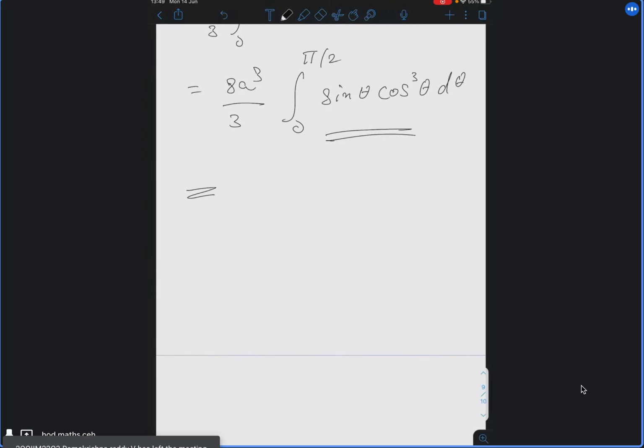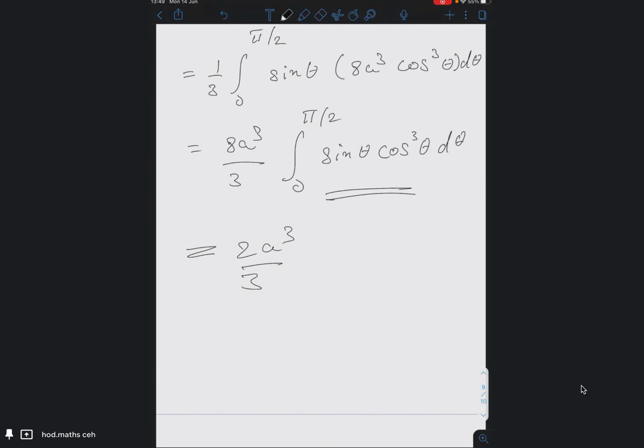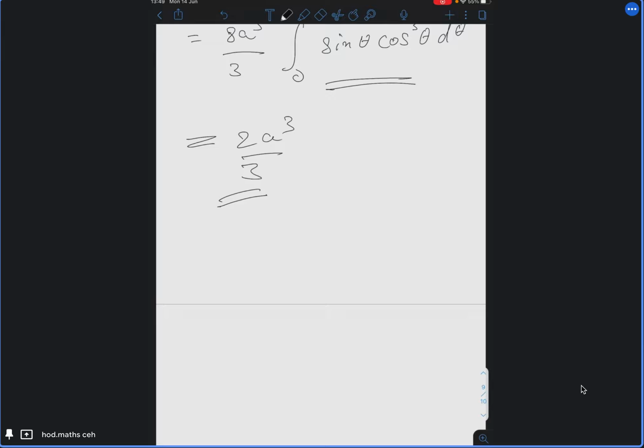What is the answer you are going to get? Tell me. It is 2a cube by 3. What about others? Only one candidate? Yes, ma'am. Got it. Any other who have got it? Boys. Yes, ma'am. Got it? Yes, ma'am. Okay. This is the answer.